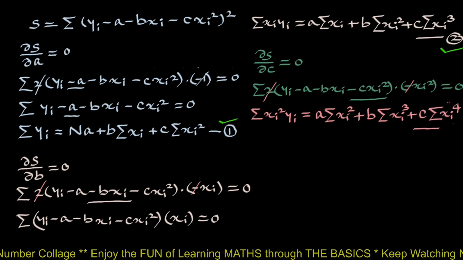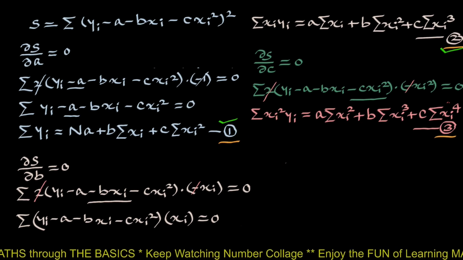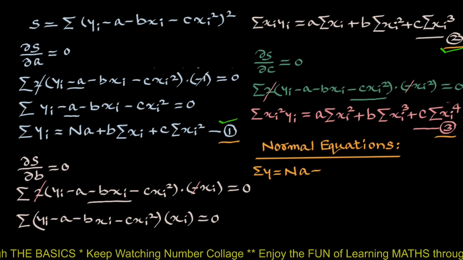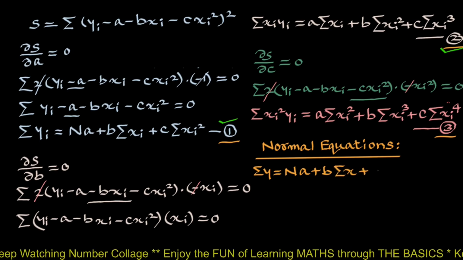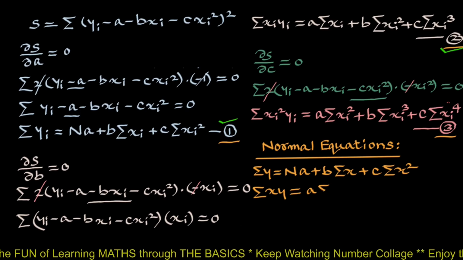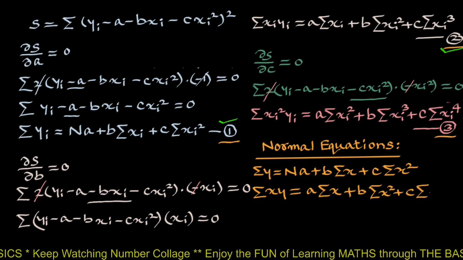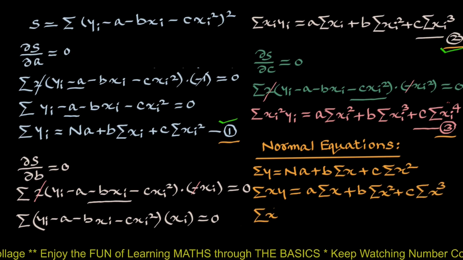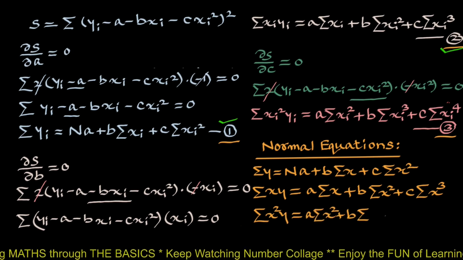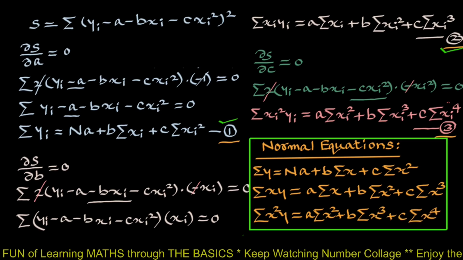We name this 3. Now from 1, 2 and 3, by dropping the suffix i, we get the normal equations. Summation y equals na plus b summation x plus c summation x square. Summation xy equals a summation x plus b summation x square plus c summation x cube, and summation x square y equals a summation x square plus b summation x cube plus c summation x raised to 4 for fitting a parabola.